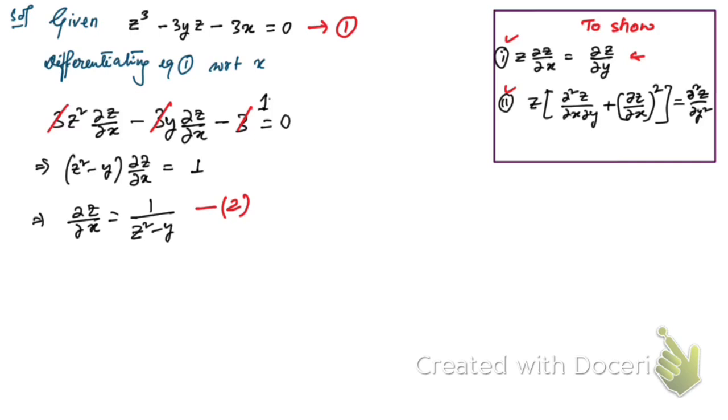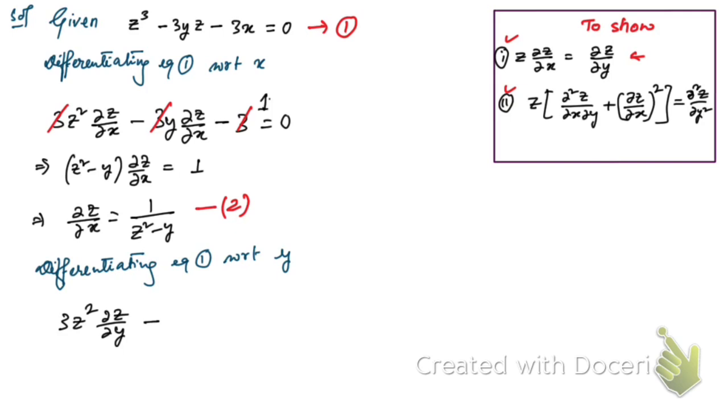Now in order to obtain this, let us differentiate equation number 1 with respect to y. Differentiating equation number 1 with respect to y. Again we're going to proceed the same way. When you differentiate z cube, that's going to give you 3z square, and z is a function of both x and y. It is not a function of only y, so here we need to multiply by del z by del y when you differentiate with respect to y, then minus.